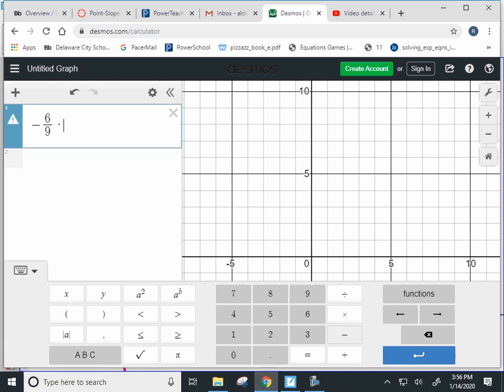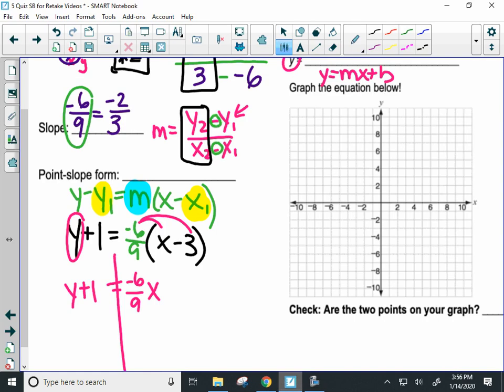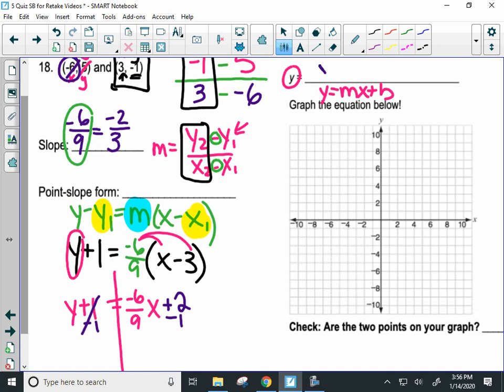times negative 3. And the calculator tells me that it equals 2. So this is plus, because negative times a negative is positive 2. And then all I have to do is subtract the 1 right here. And I will get, I'm going to write it up here on this line, y equals negative 6 over 9x. 2 minus 1 is 1.